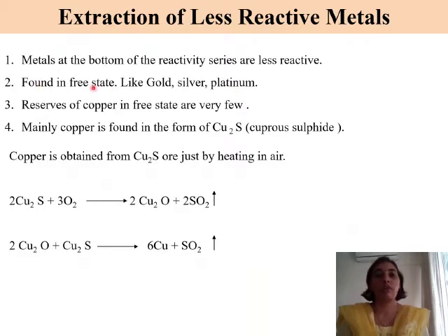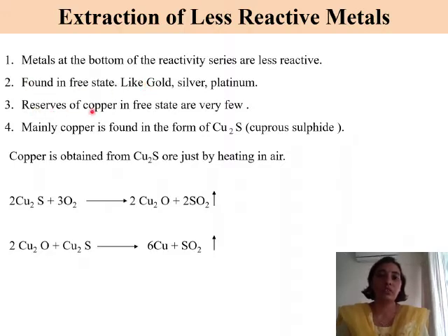So these are found in free state. They are found in free state because they do not have the tendency to react with any other element. And the most common being gold, silver, and platinum. We wear ornaments made out of gold and platinum because they do not react with water, oxygen, etc. So they are found in free state.